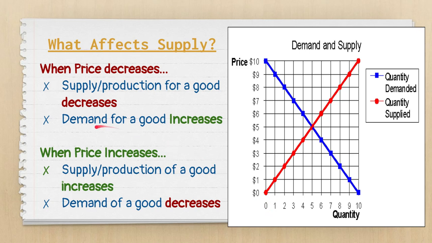However, remember, as things go cheaper, demand will increase. So let's see if that's true. At $1, we're going to skip the supply line, and we're going to go all the way over to our demand line. And at $1, we have 9 people demanding it. So as you can see, as price decreases, demand goes up, but supply will go down.